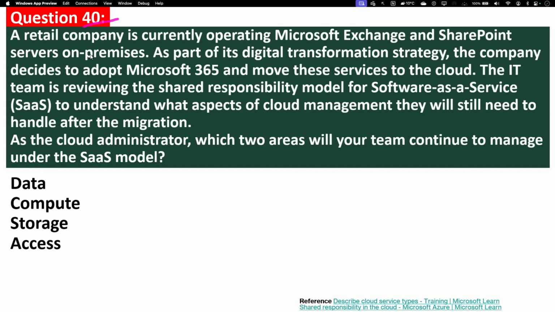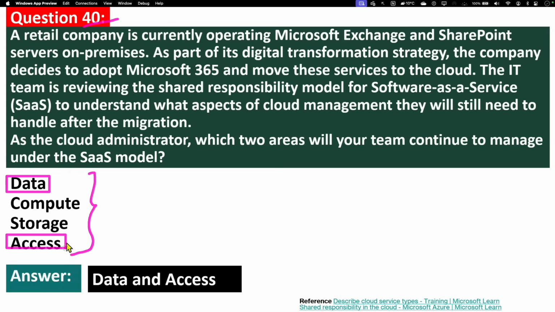As the cloud administrator, which two areas will your team continue to manage under the SaaS model? You need to pick right two answers to get full marks on this question. The correct answers are data and access. With the SaaS cloud model, the organization is responsible for managing the data hosted on the applications and managing access to the applications. Operating systems, compute, and storage are not managed by the organization in the SaaS cloud model.